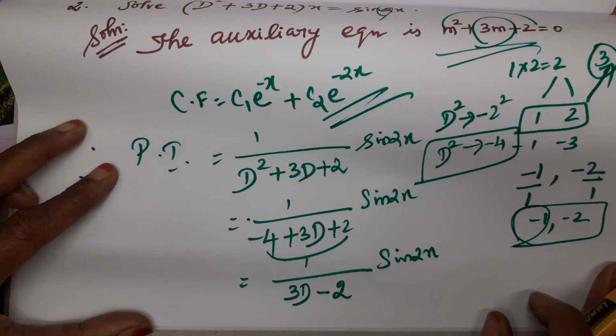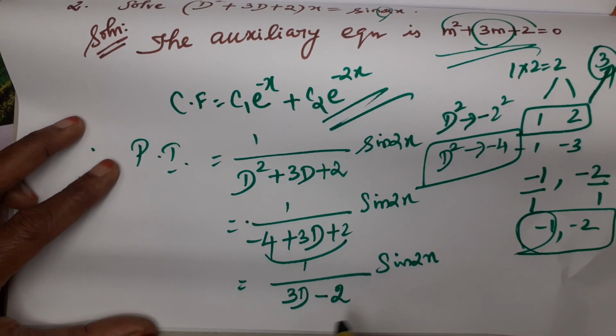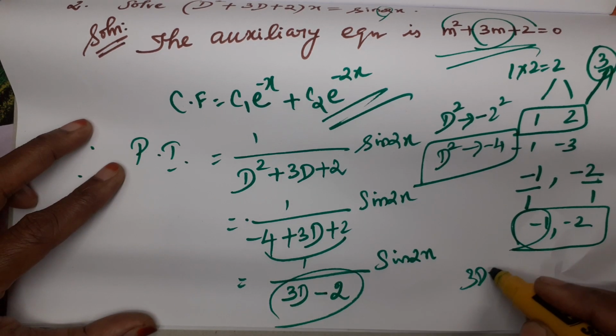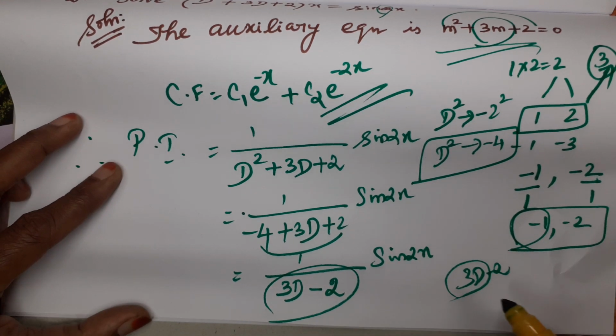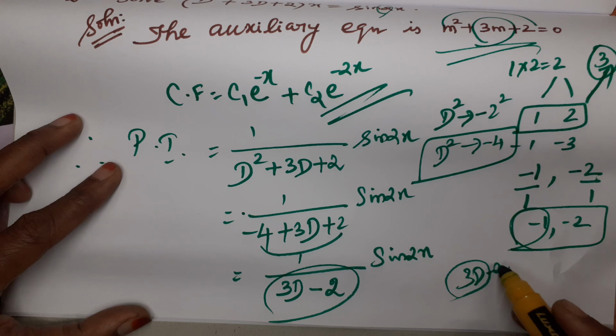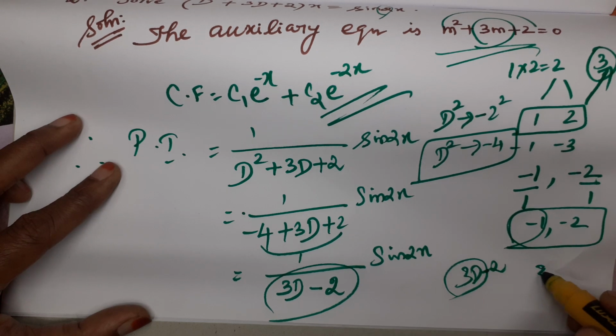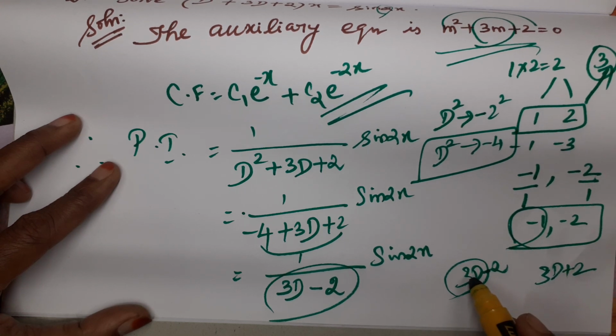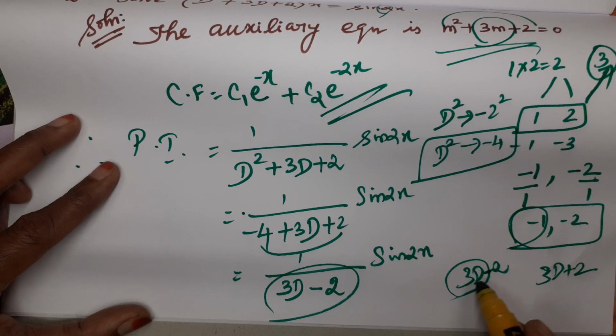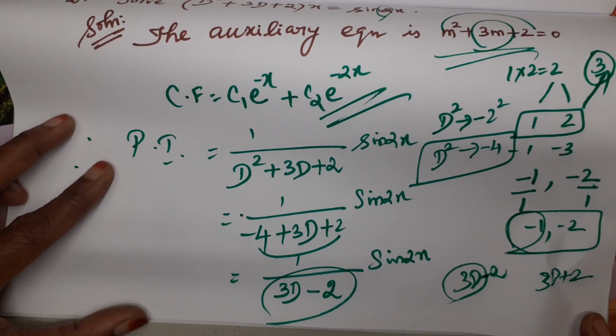For that, we have to multiply and divide by its conjugate. Conjugate means 3D minus 2. Don't see the sign of D; see the sign between the D term and the constant term. If it is a negative sign, its conjugate is 3D plus 2. Don't see the sign of D; see the sign in between D and the constant term. So this term we have to multiply and divide.